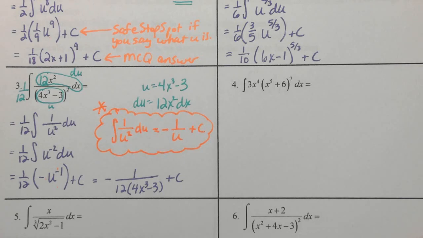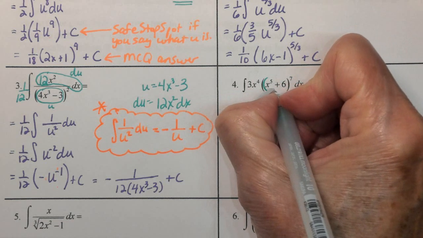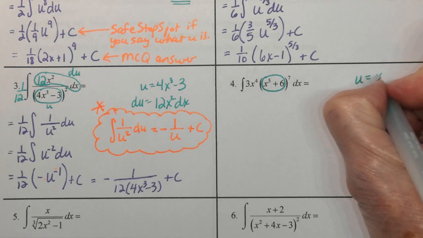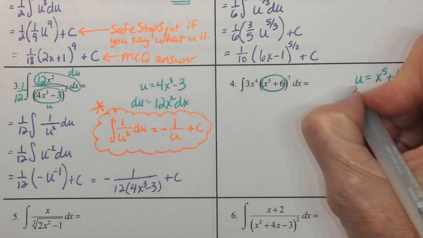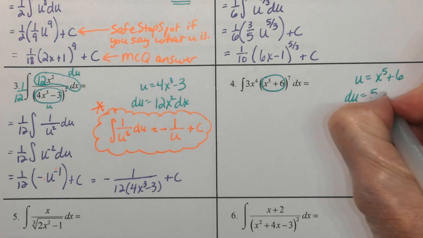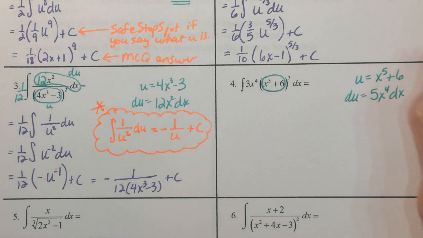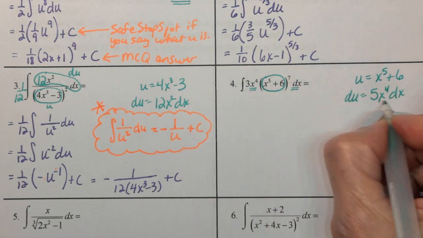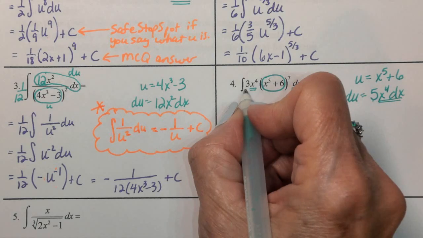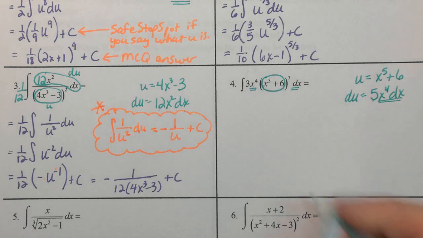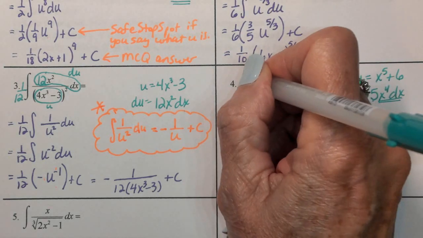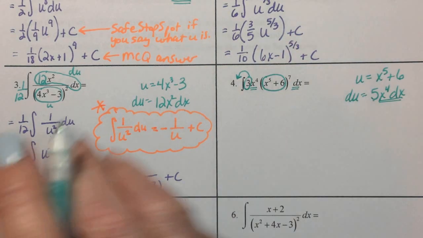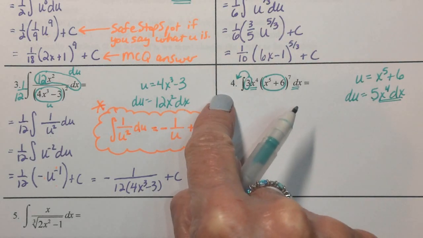Okay, number 4. I'm going to let u be the thing inside the parentheses being raised to the power, so u is x to the 5th plus 6. du is 5x to the 4th dx. Okay, what do we have here? There's my dx, here's my x to the 4th. I need a 5 and I have a 3. Well, any number that's there already is never a problem. We can always take a number outside of the integral. So I want to take the 3 outside.